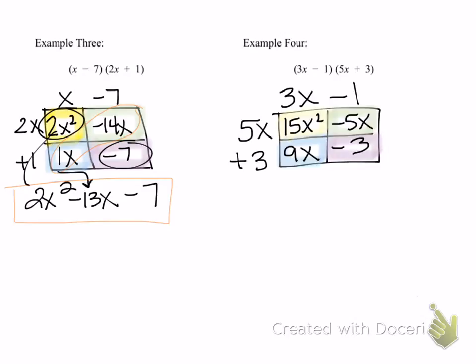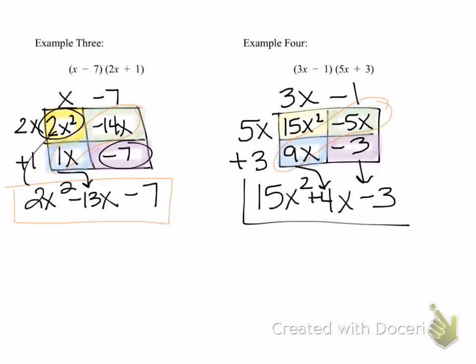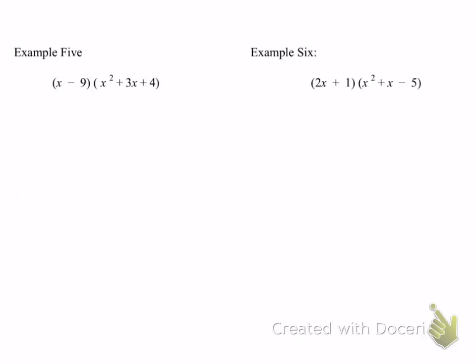So our next step is to combine these two terms in the middle. So we got 15x squared. We combine these two terms to get a positive 4x. And then we bring down this negative 3. And this is my answer. Okay, so let's go ahead and do that again, but it'll be with a binomial and a trinomial. Getting crazy. So we can do that same setup.